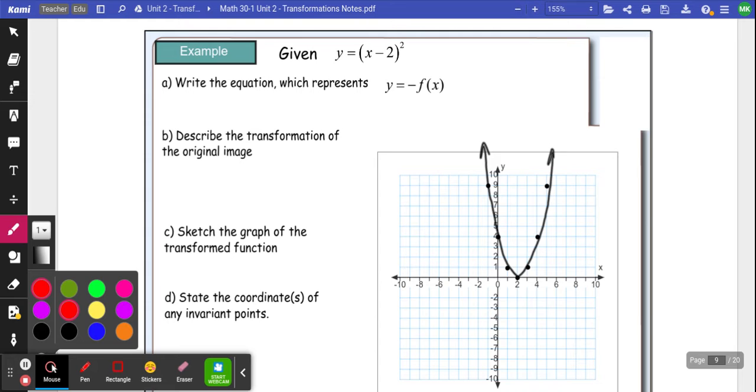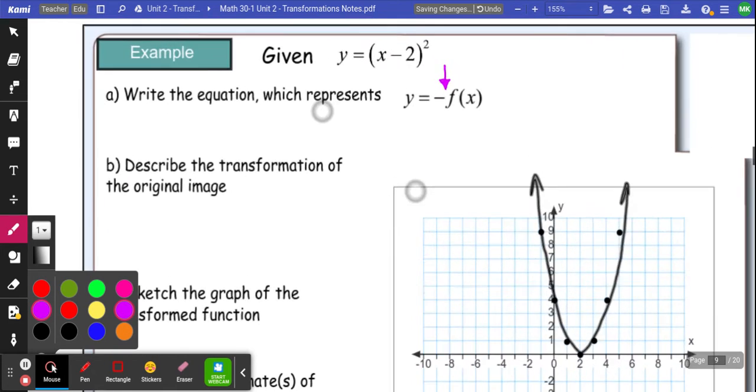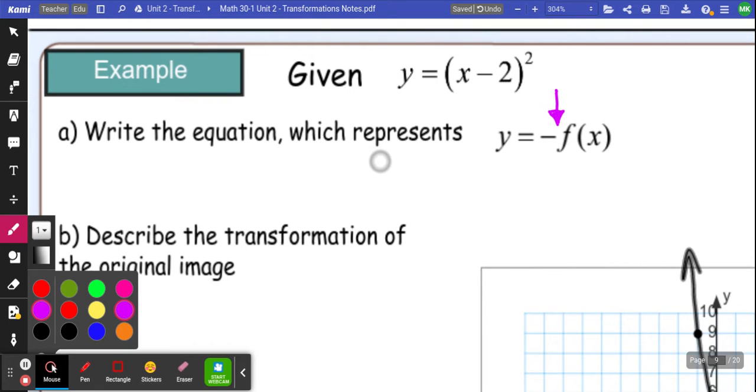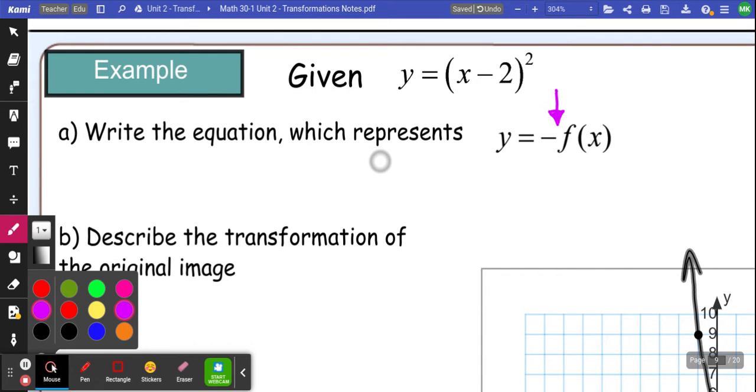So to describe a vertical reflection, the other direction, they're going to give you the same equation, y equals x minus 2 squared. Now they've moved the negative. So notice that the negative is now in front of the function. So let's write what that looks like. They're saying take your original function and put a negative in front of it. My original function was y equals x minus 2 squared. I need to put a negative in front of it. That's what it would look like.